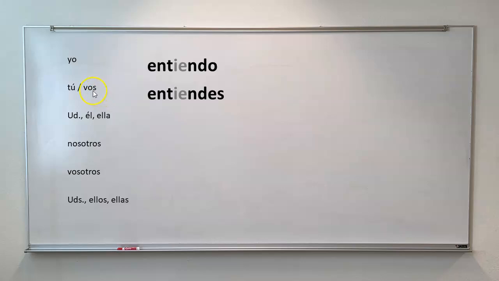Notice that I also have for the informal you, vos. This is used in South America, particularly in Argentina, but also some other places. And the vos can actually have its own form. So the vos form, if you go to Argentina, entendés. Notice that the stress is on the end, entendés. And this one does not have the stem change. So we have tú entiendes or vos entendés.